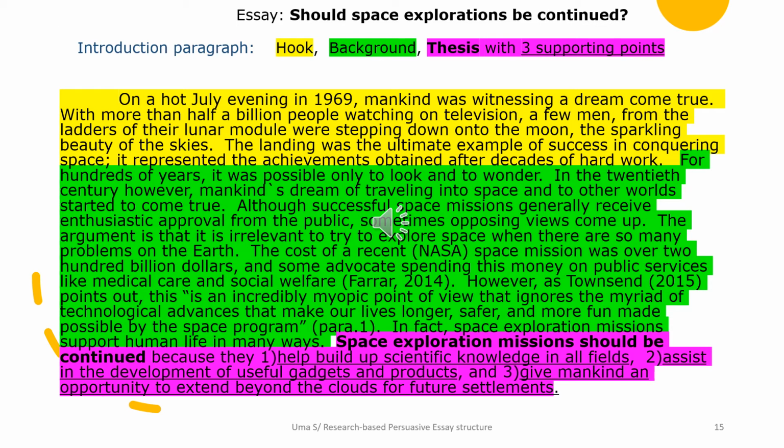Firstly, note that the introduction paragraph has a hook, highlighted in yellow. It is a brief description of a historical incident, the first landing on the moon. The background, highlighted in green, explains the different opposing views about space exploration. One group is against it because it is seen as a waste of money. The view of others is that space exploration brings about many benefits to human beings. The introduction paragraph ends with a clear thesis, the student's opinion on the topic, and the 3 supporting points or reasons why the student has that opinion. This is highlighted in purple.